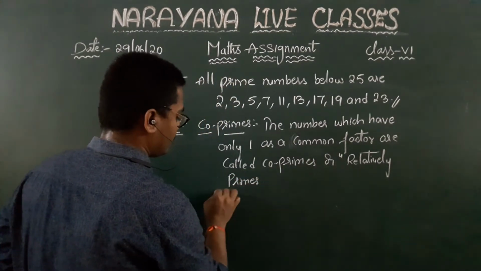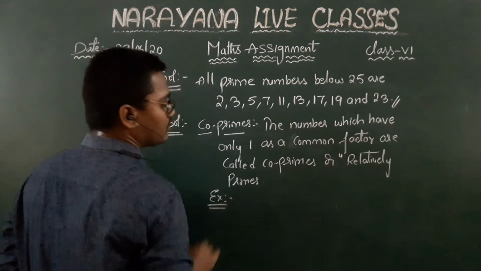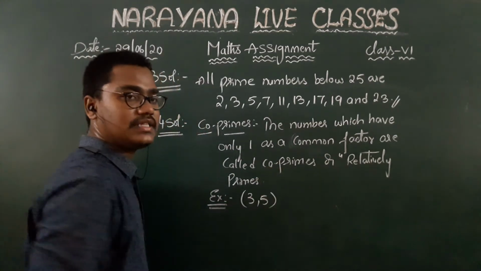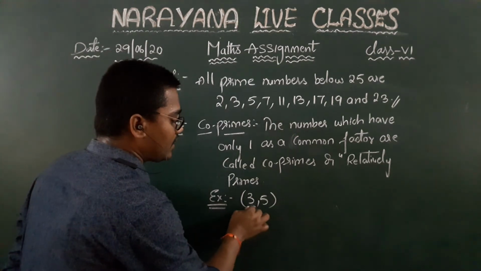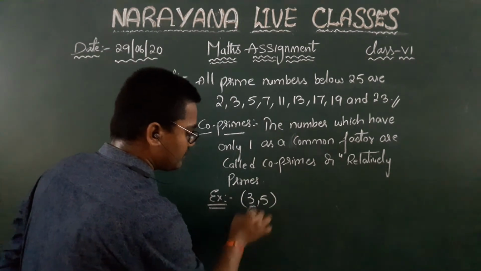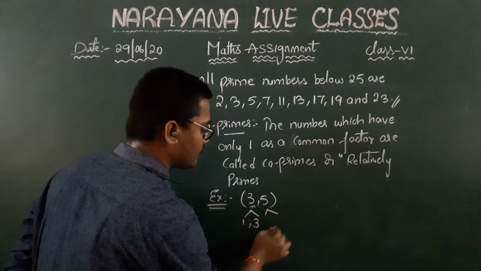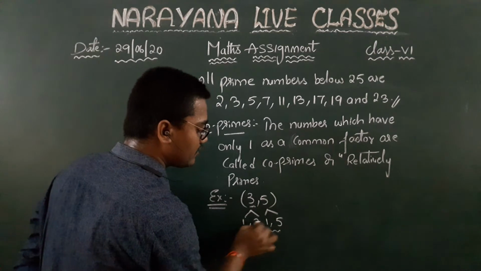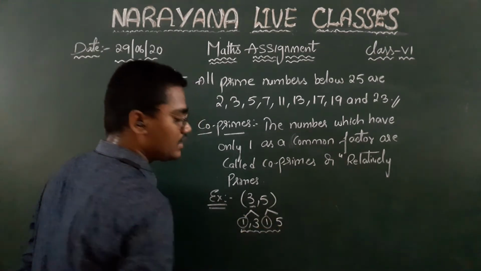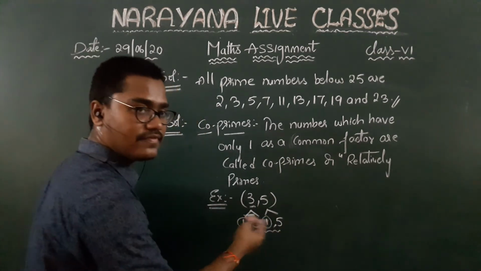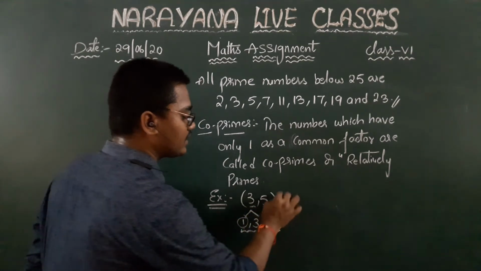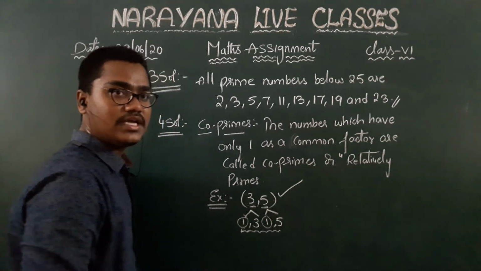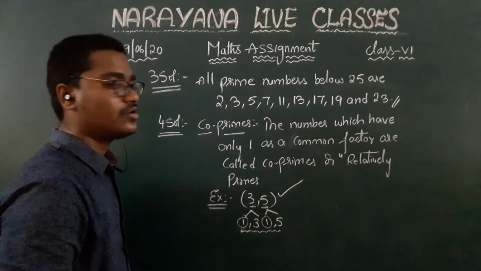Okay. So when you come across examples, children, 3 comma 5. When you take this example 3 comma 5, the factors of 3 are 1 comma 3. And the factors of 5 are 1 comma 5. The common factor among these is only 1. Yes or no, children? 1 is the common factor among 3 and 5. So we can say that this pair of numbers, 3 comma 5, is called co-primes. I hope it is clear to everyone, children.